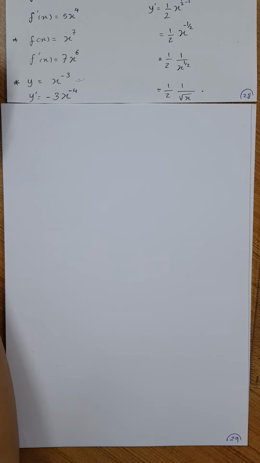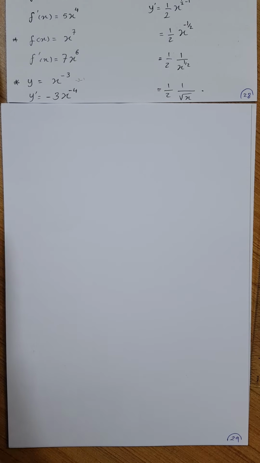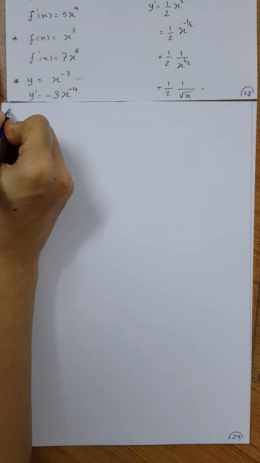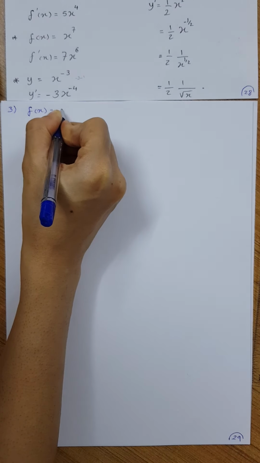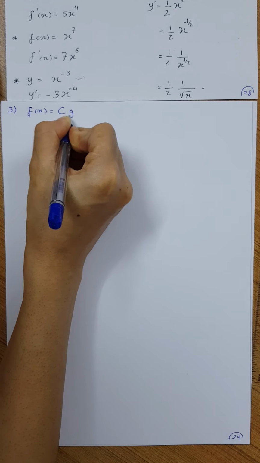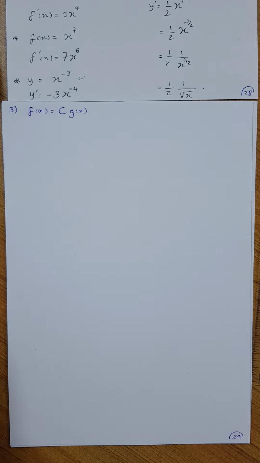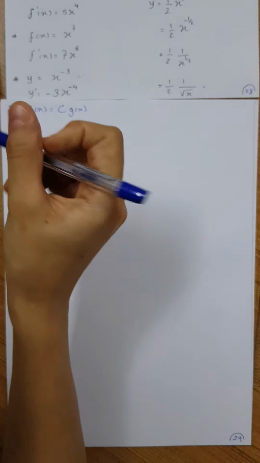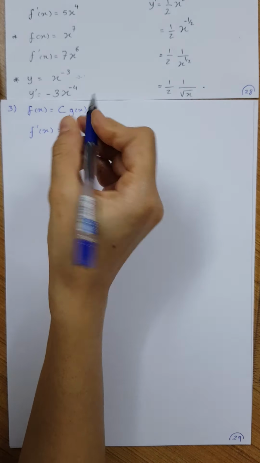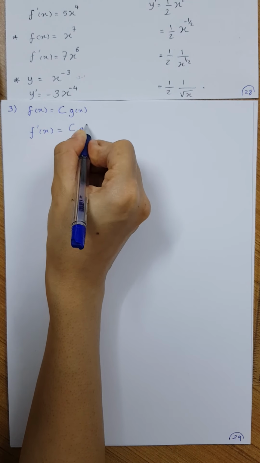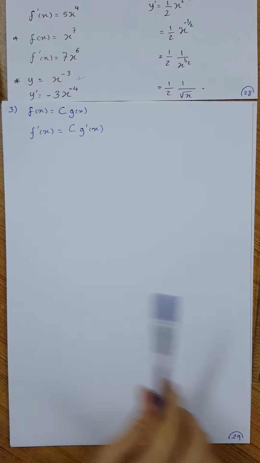Let's move to another rule, that's the constant multiple rule. What's the constant multiple rule? If I have f of x that's equal to c times g of x, where c is any number, any constant number, then the derivative of f of x is equal to what? C multiplied by the derivative of g of x.